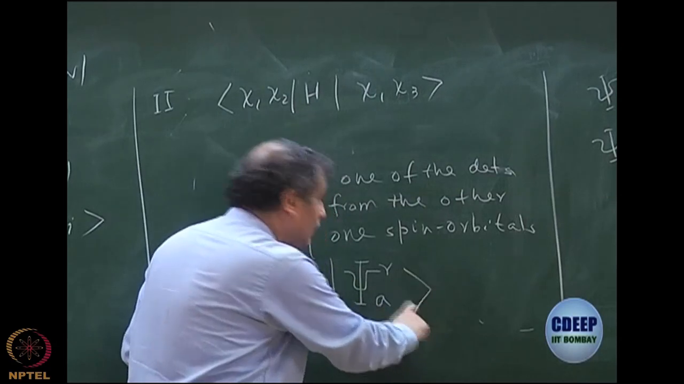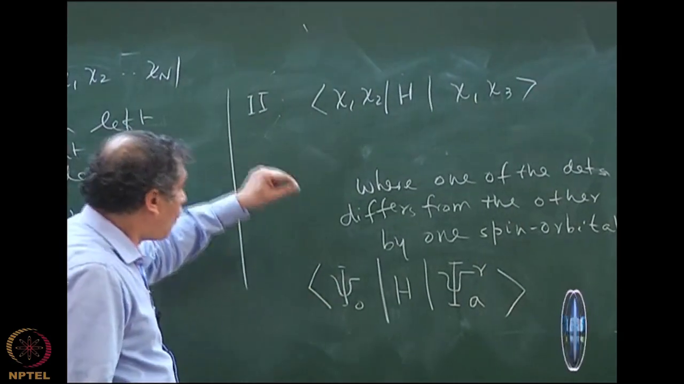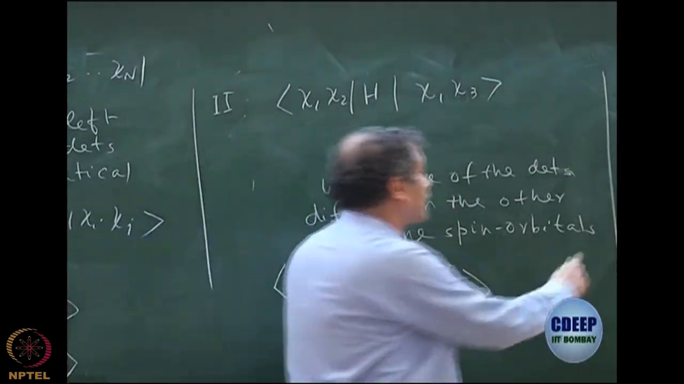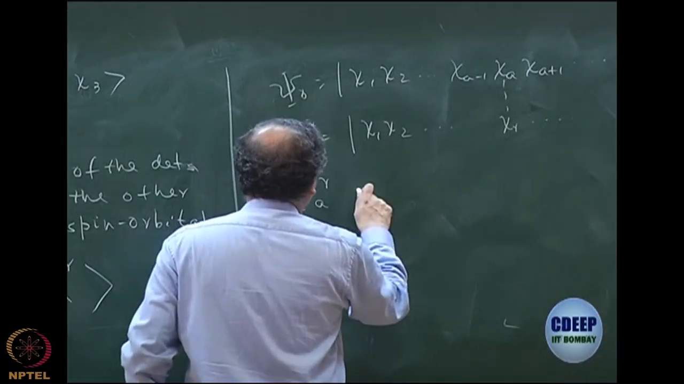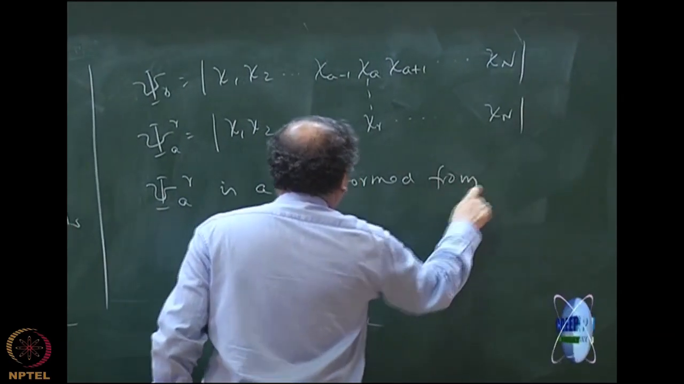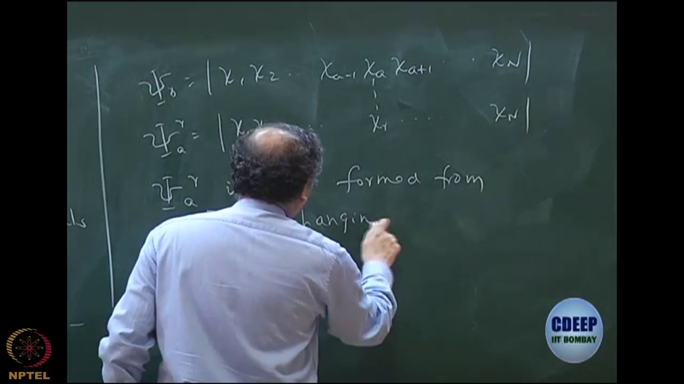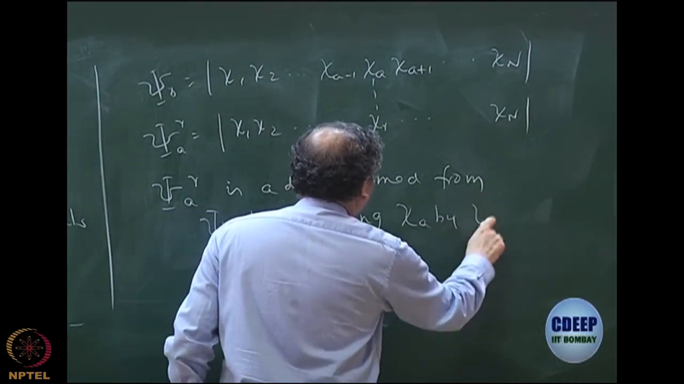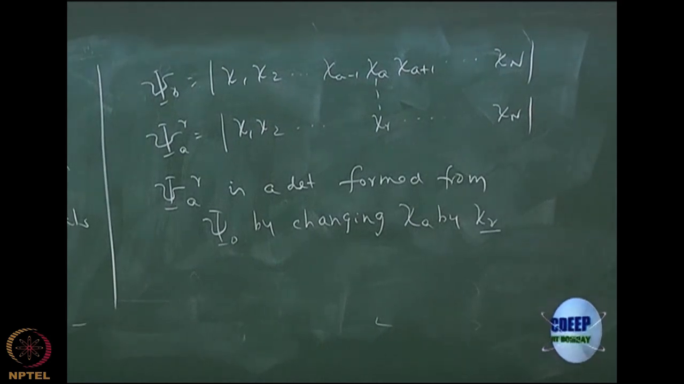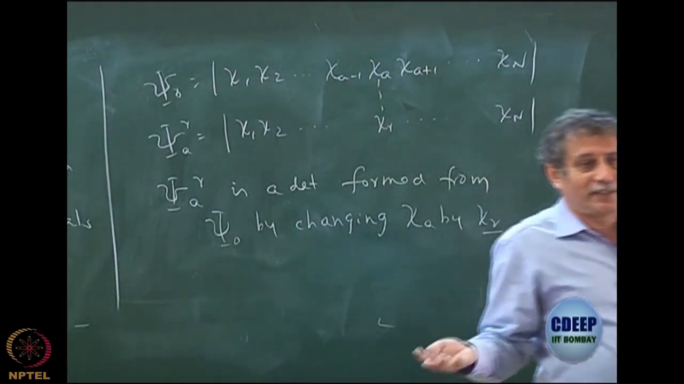However, at this point I am not bothered. I am just saying that psi AR is a determinant formed by changing one of the spin orbitals chi A in psi 0 by chi R, which was not present. So I would rather say, more generally, psi AR is a determinant formed from psi 0, whatever my psi 0 is, by replacing the spin orbital chi A by chi R. Of course, chi R should not be present in psi 0, that is understood, because otherwise it will become 0. And obviously A cannot be equal to R, because then I am not doing any change. That is also clear.